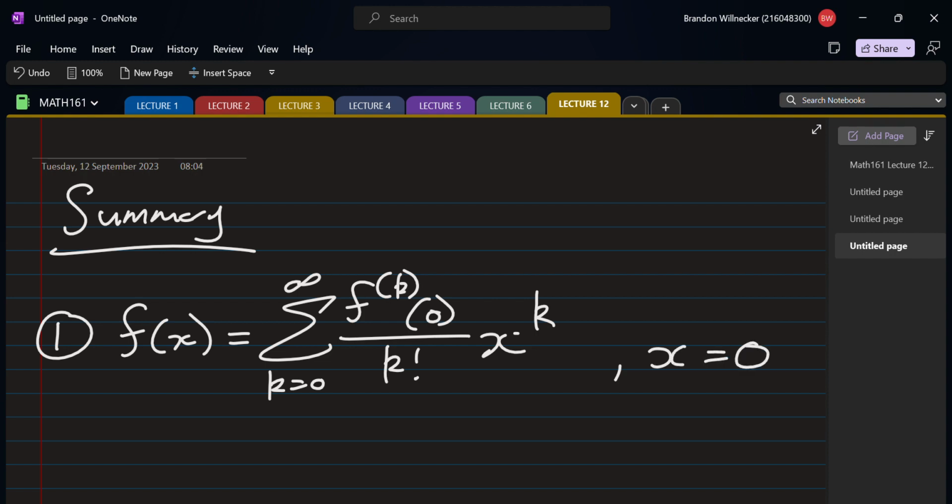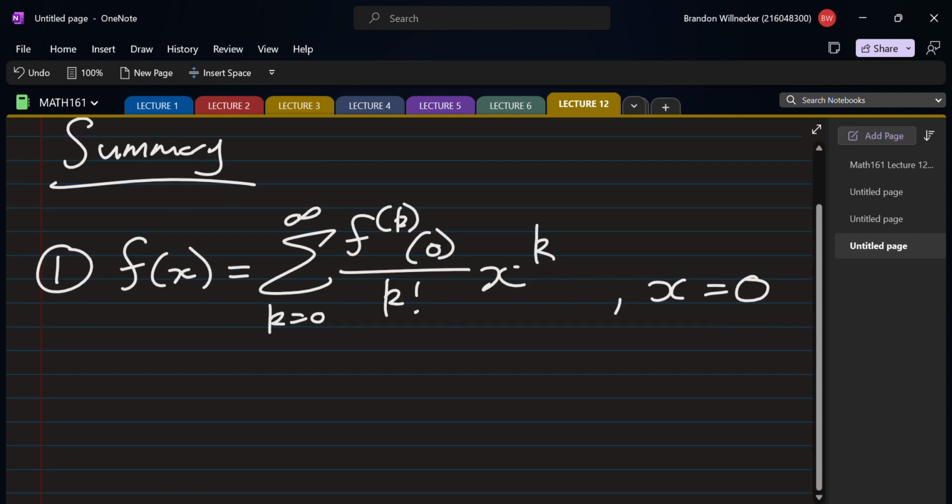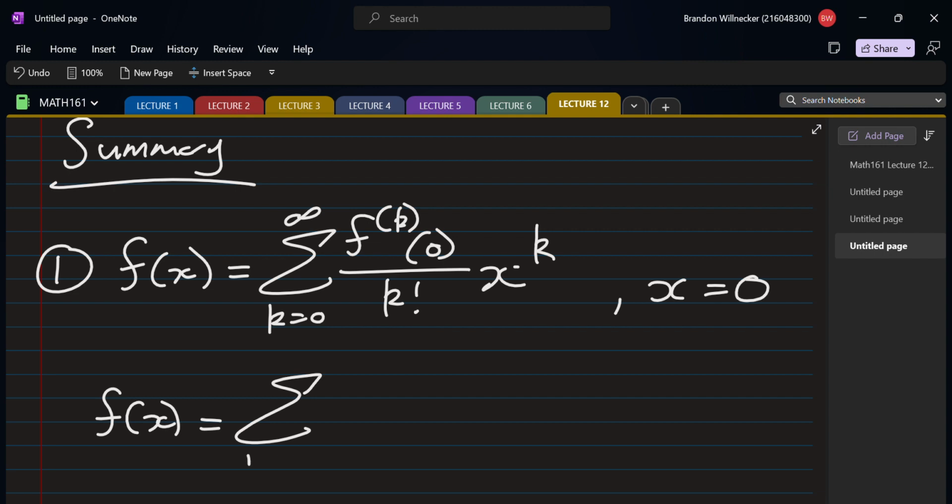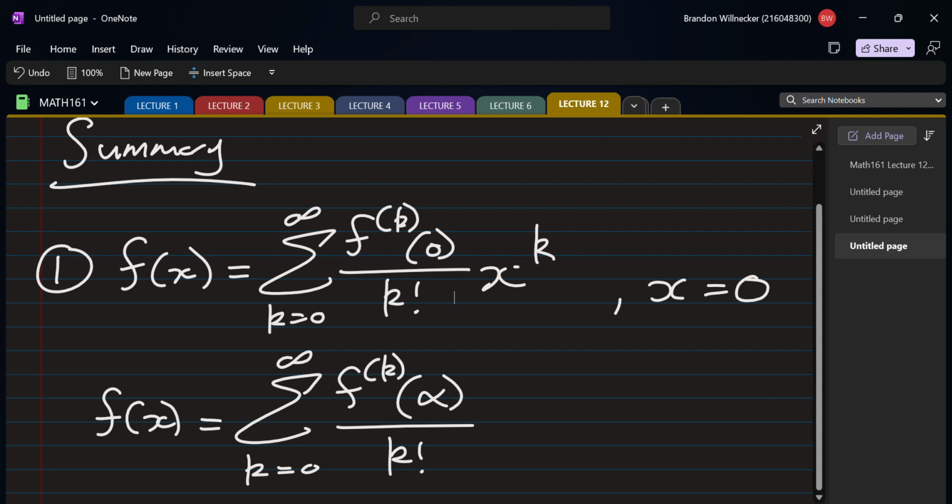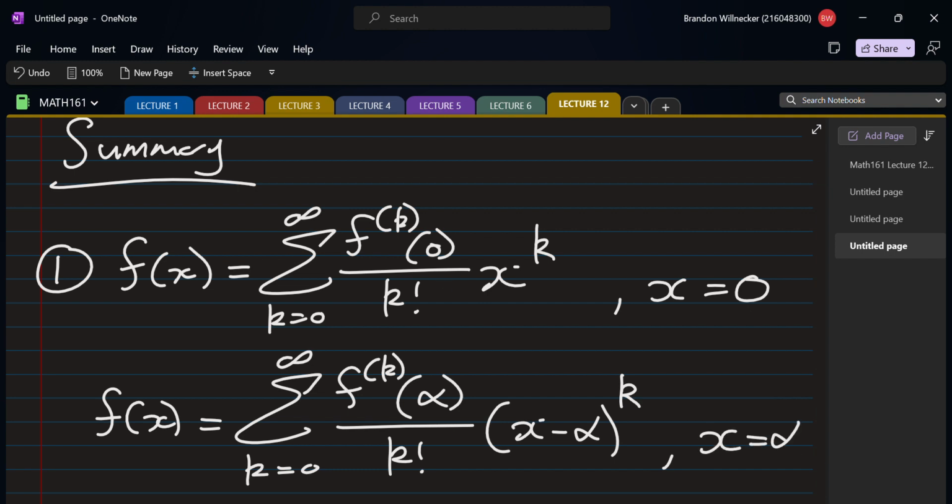If we wanted to find the Taylor series at some other point, then we can just shift all our working over. So let's say we wanted to find f of x expanded out at x equals alpha. So now we can write f of x is equal to the sum from k equals 0 to infinity, the kth derivative not at 0, because we're moving over to x equals alpha, so that will be at alpha, over k factorial, and again we need to shift everything over to alpha, so it will be x minus alpha to the k. So now this will be the Taylor series at x equals alpha.